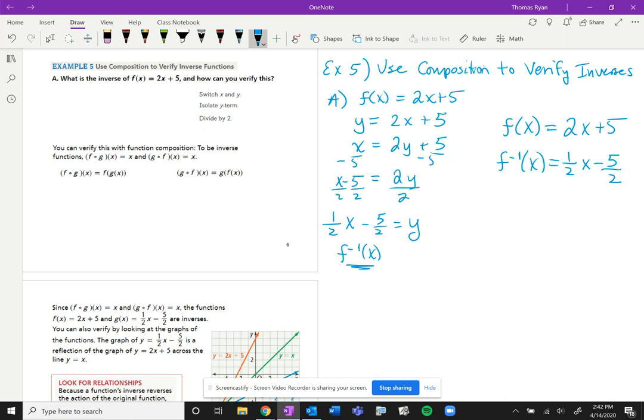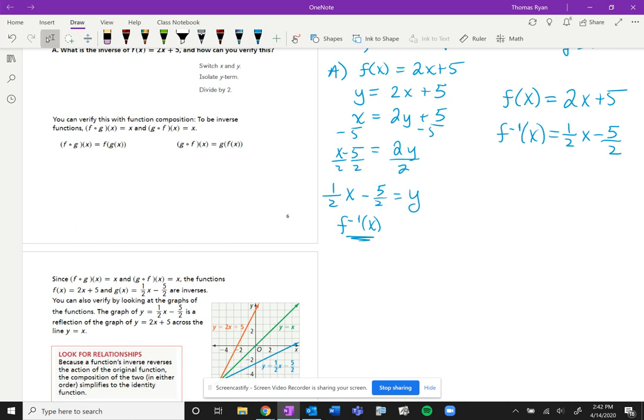And what we're going to do here is show ourselves that through composition, we can actually verify that these two things are inverses. And watch, this is how we do it: we need both f of g of x and g of f of x must equal x.